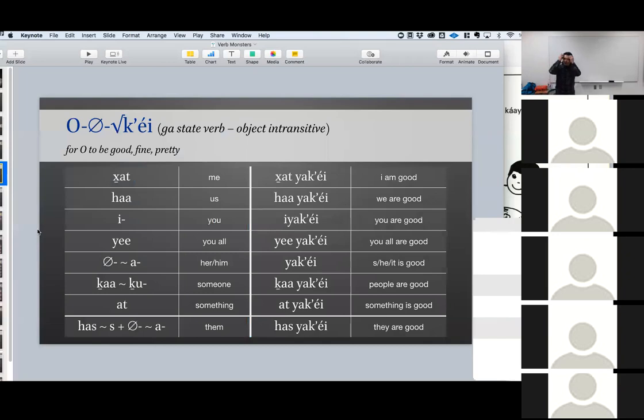So here's some verbs. So we can learn a whole bunch of state verbs. And so we'll look at some after this, but let's just say these ones. Chet yake. Ha yake. Yi yake. Yake. Ka yake. At yake. And so there's some of them like at yake you probably wouldn't use a whole lot, but.